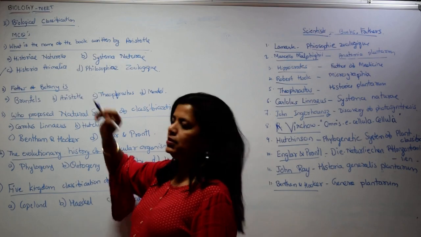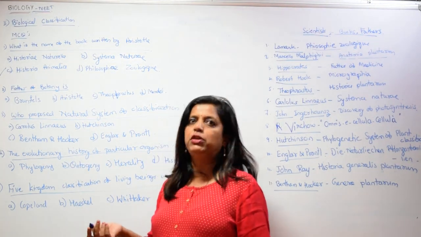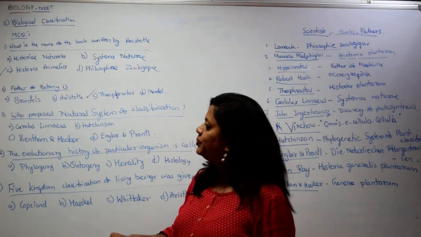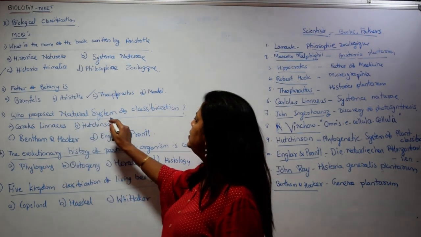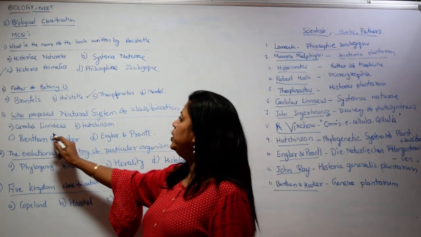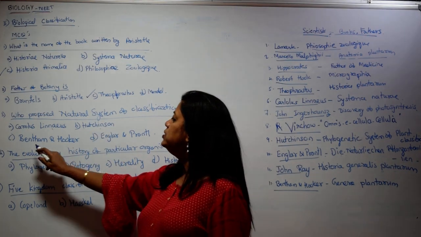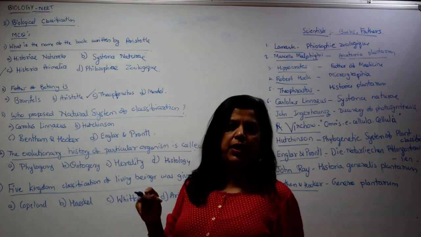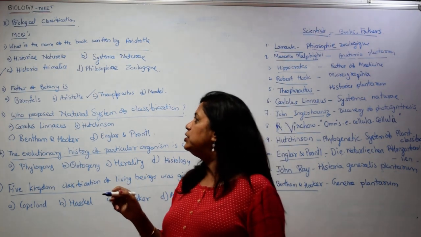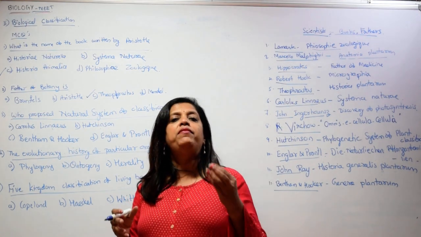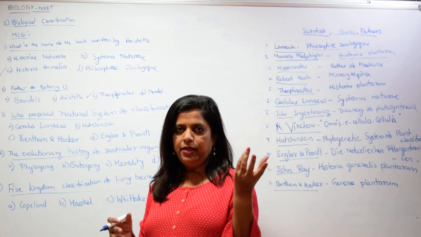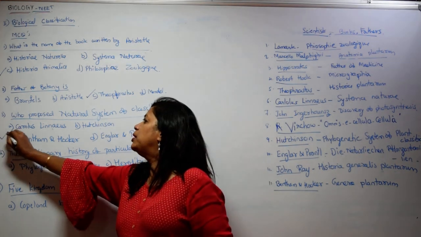Father of botany: this I had already discussed, so much discussion is not required. Then, who proposed the natural system of classification? A is Carolus Linnaeus, B is Hutchinson, C is Bentham and Hooker, D is Engler and Prantl. We have already discussed that the natural system of classification takes some floral characters and explains the details. That was given by the scientists Bentham and Hooker.